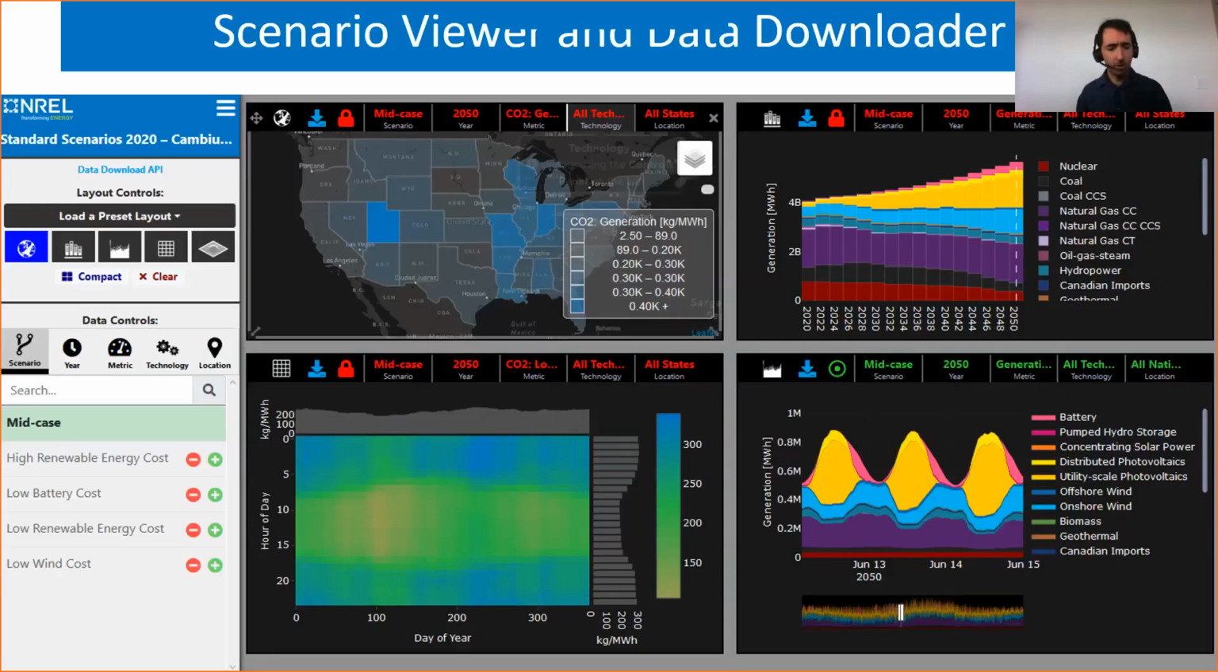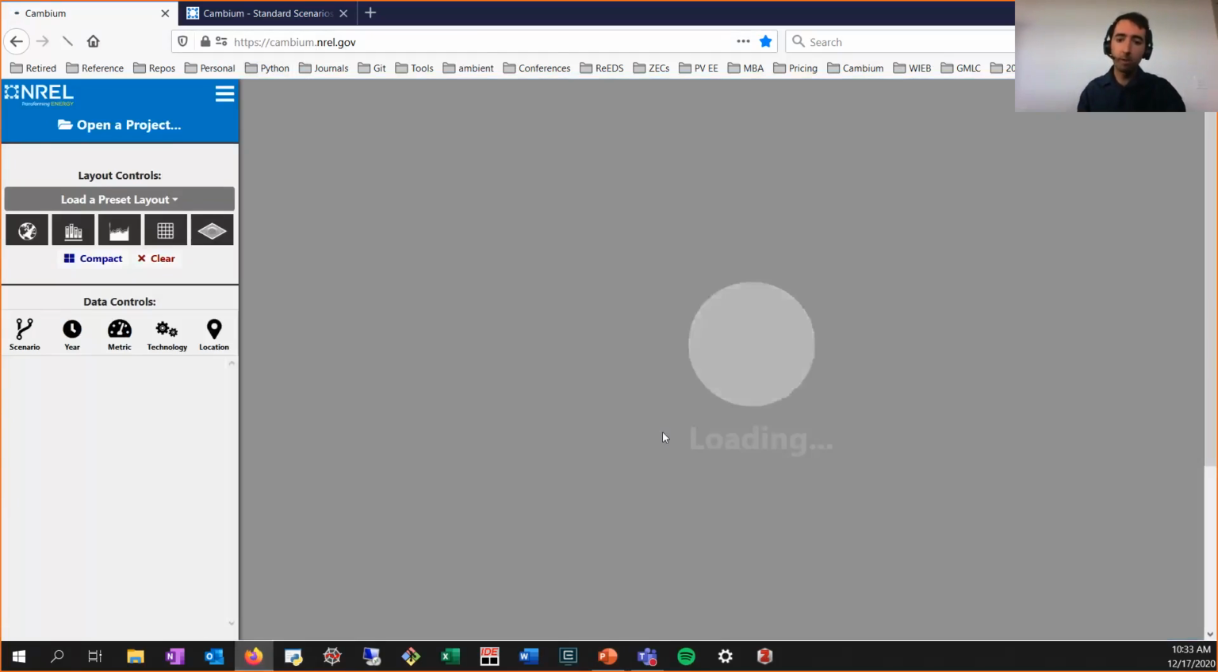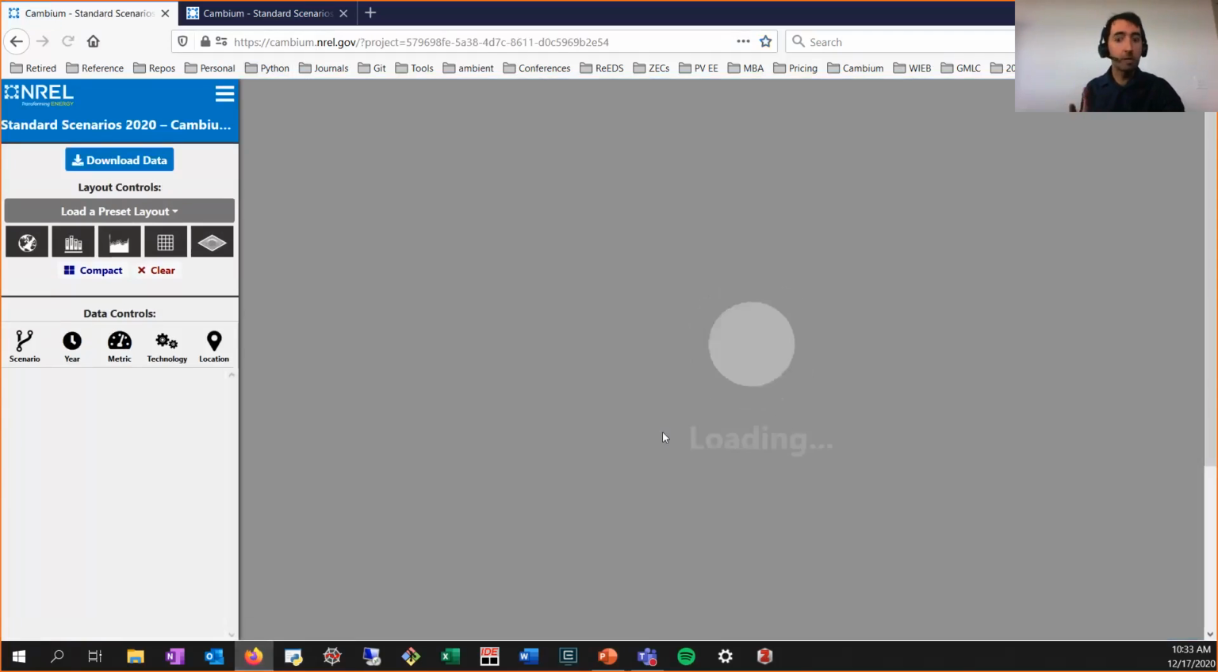So I keep saying download. I did want to very quickly show you what I'm referring to with that, which is this, cambium.nrel.gov. You can go to this scenario viewer and data downloader. There's 2 different things. You can either look at a project that has all the scenarios, only has the annual data, or you can click on the Cambium scenarios, and this is where we have the very detailed data.